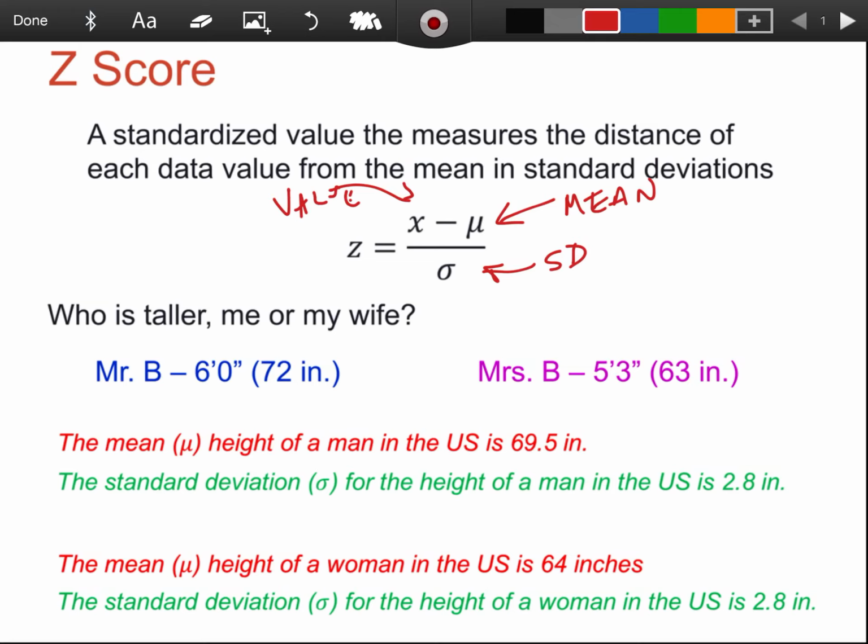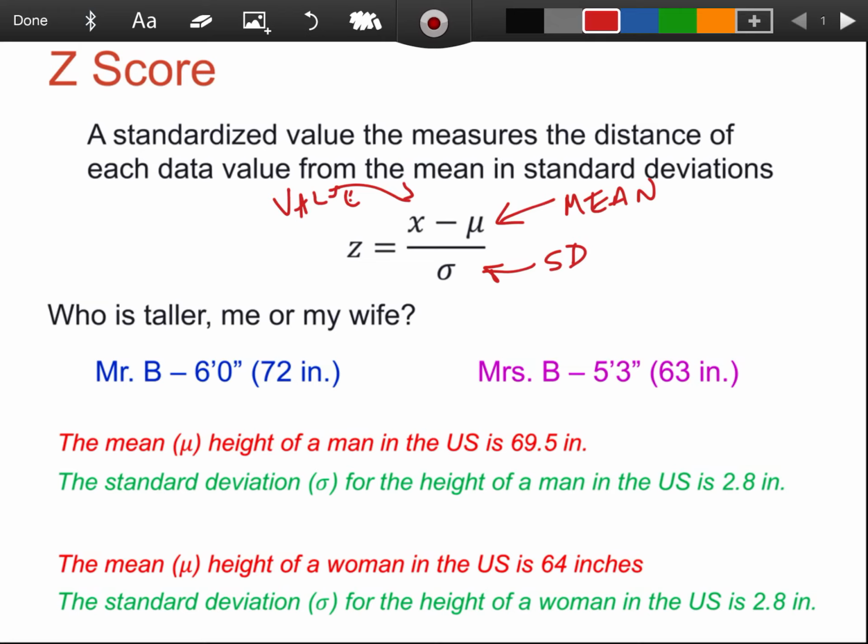All right, so I'm going to use my height and my wife's height, and I'm going to see who is taller, me or my wife. Well, I'm 6 feet tall, and my wife is 5'3". So I'm 72 inches tall, she's 63 inches tall. Obviously, I'm taller. There's no doubt about that. I'm 9 inches taller than she is. But what I want to do is actually compare my height to the average man's height and her height to the average woman's height, because they're really not the same if I just compare myself to my wife, because men are normally taller than women.